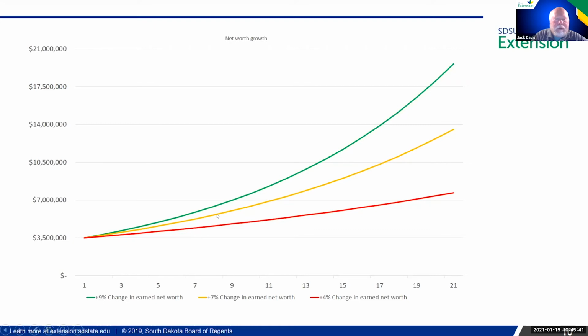This is our mid level, which is at the 7%. And then the red line is the 4%, which was that 40 to 60 net income level.